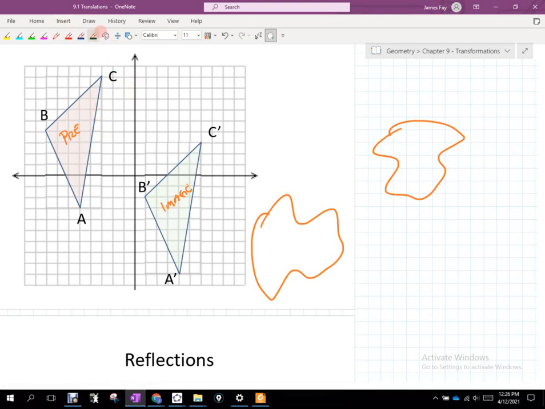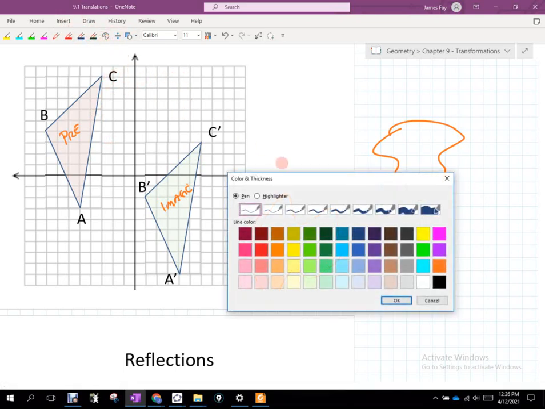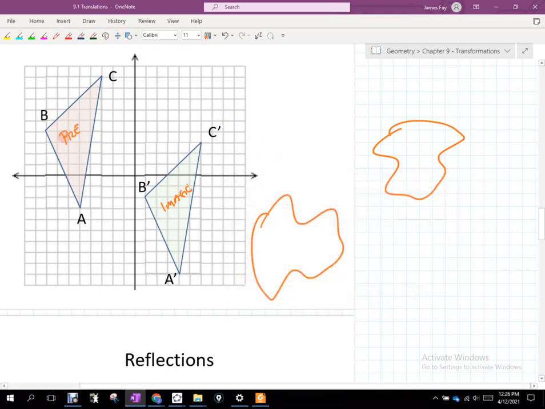So if I want to figure out what the translation was, all you have to do is identify what you want to be your pre-image. Usually it's the one without the prime. Okay, so that's my pre-image. I'm going to count 1, 2, 3, 4, 5, 6, 7, 8, 9. So I move 9 to the right, correct? 9 right. And then I'm going to go 1, 2, 3, 4, 5, 6. So 6 down. Is that okay with everybody?